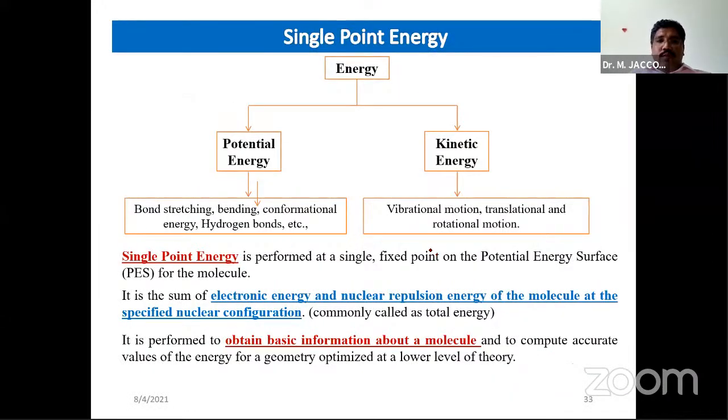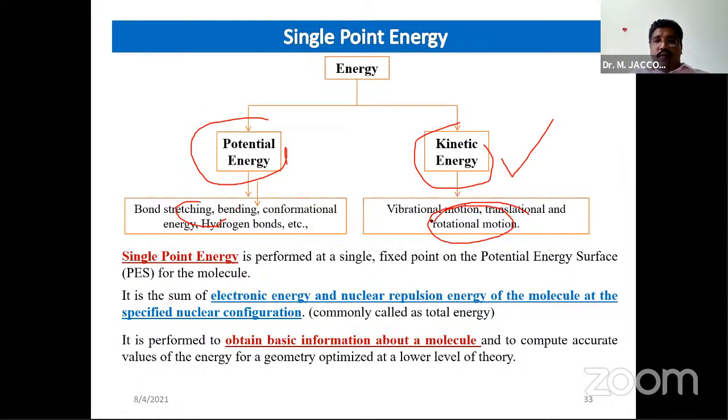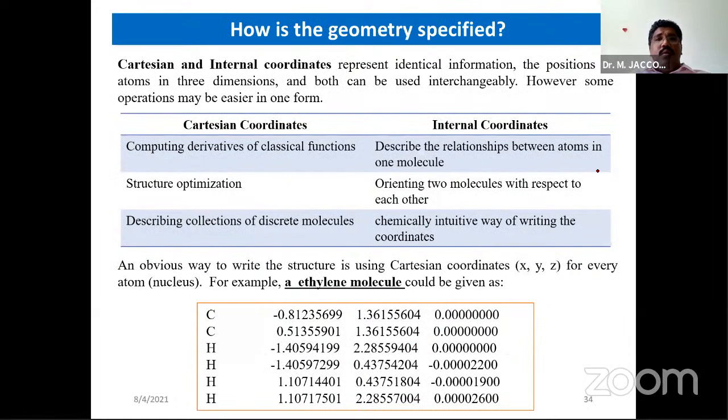As I told you earlier, this is the potential energy, which covers stretching, bending, everything. Kinetic energy we often compute too, and it is related to vibrational motion. Single point energy is a common term in computational chemistry, used to get the accurate energy of the molecule. We compute only the electronic energy, especially the potential energy, of the molecule at a fixed point.